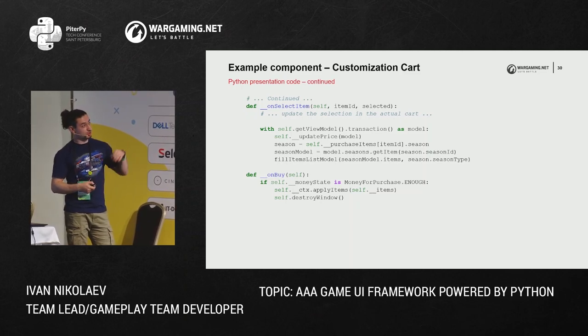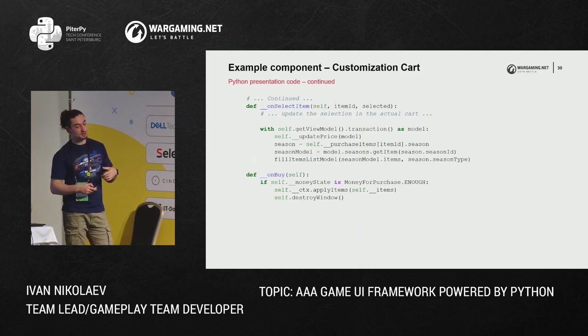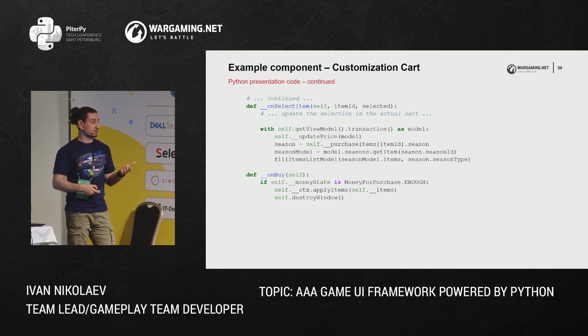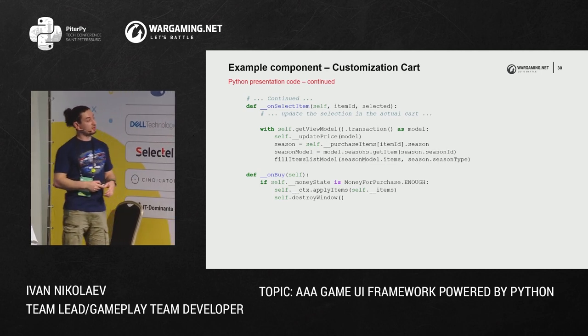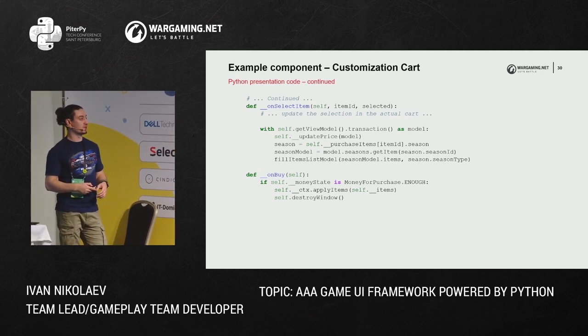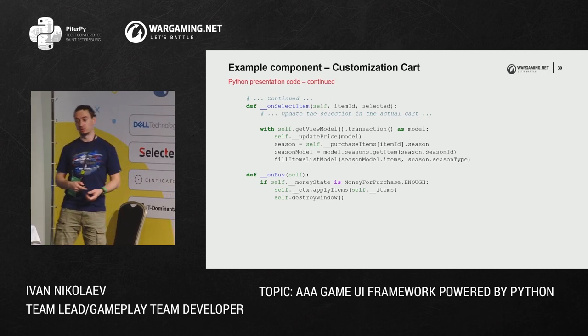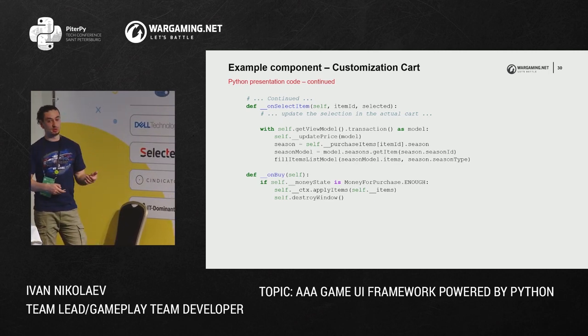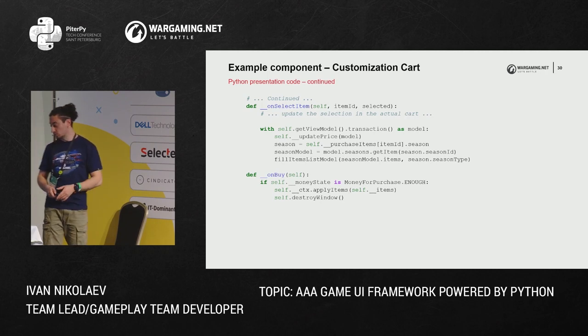So for the events, which for example are the select and deselect, we have these two methods. Remember, the selection one just gets an index. So this is an event called from the UI when the user clicks on the selection tick, and the buy button I mentioned before. Same thing here, we lock the model, update a couple of fields, and unlock it. We have a very simplistic buy method. It just checks whether the player has enough money to perform the purchase and destroys the window. So it applies the transaction and destroys the window.